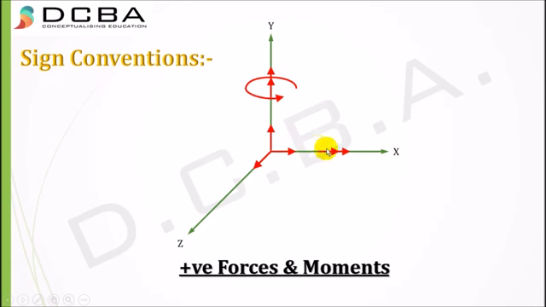Similarly, two arrows in the x direction denote an anti-clockwise moment again from the right hand thumb rule, and two arrows along the z direction again denote an anti-clockwise moment. So to cut it short, anti-clockwise moments are considered positive if the two arrows are along the Cartesian coordinate axis. So these are the positive forces and moments.